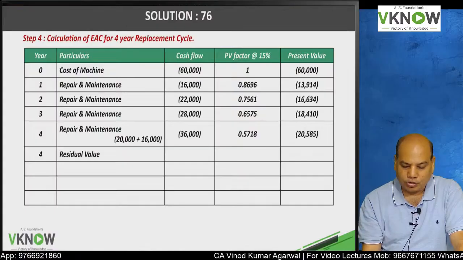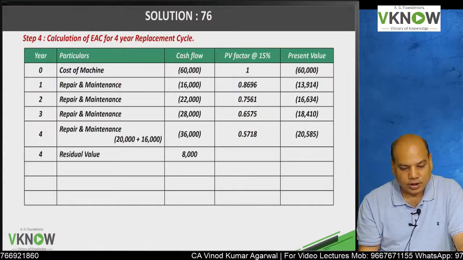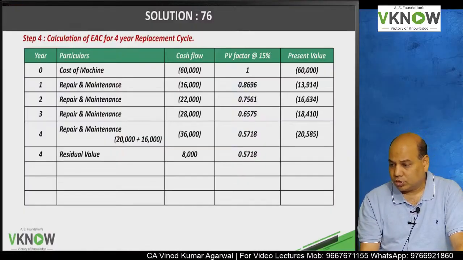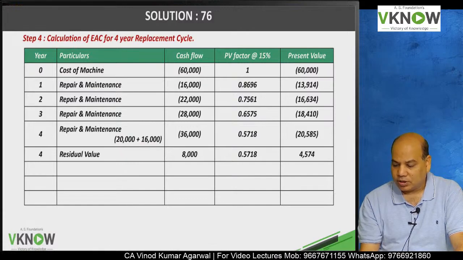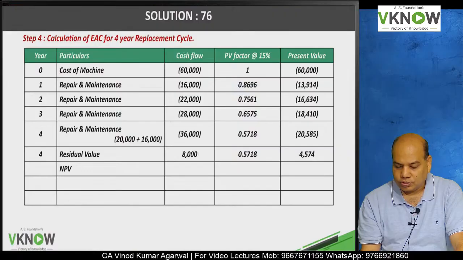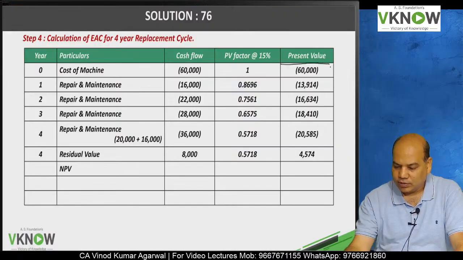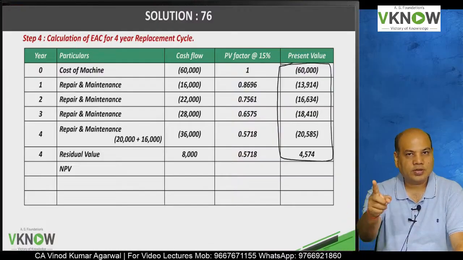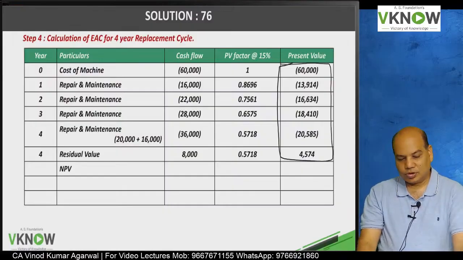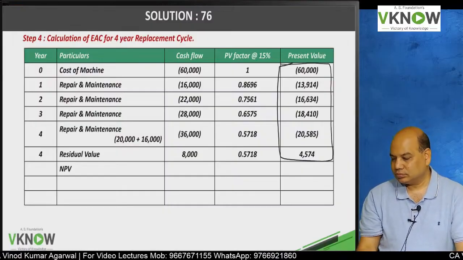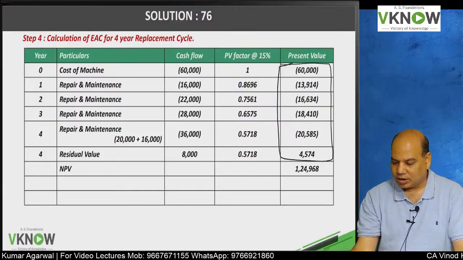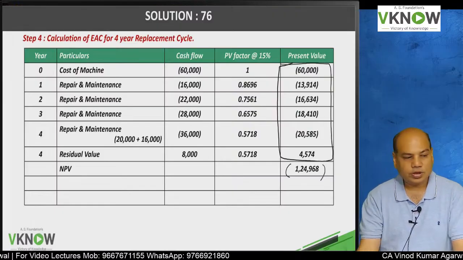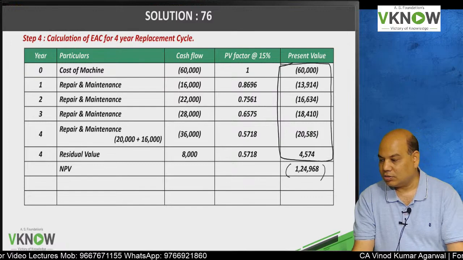Year 4 scrap value 8,000 is given. 8,000 times 0.5718, a positive number, 4,574. NPV: only when you give me the answer will I go ahead. Those who want to copy will wait. Copycats will wait. Very good answer. In brackets write 124,968 or 969, they are okay.